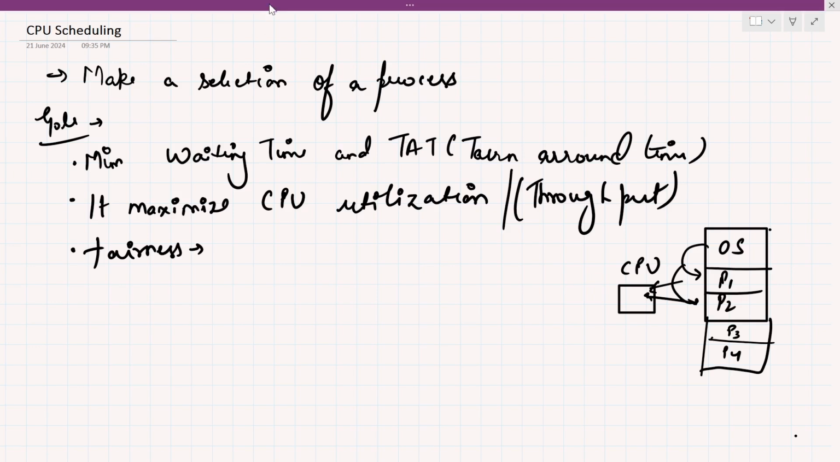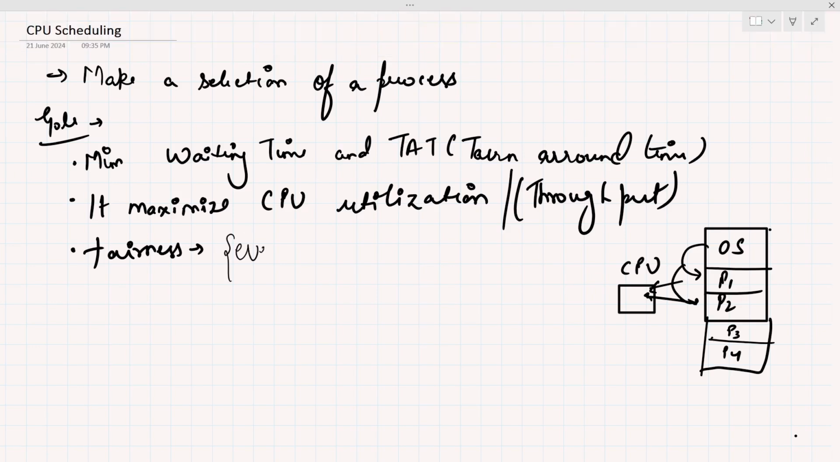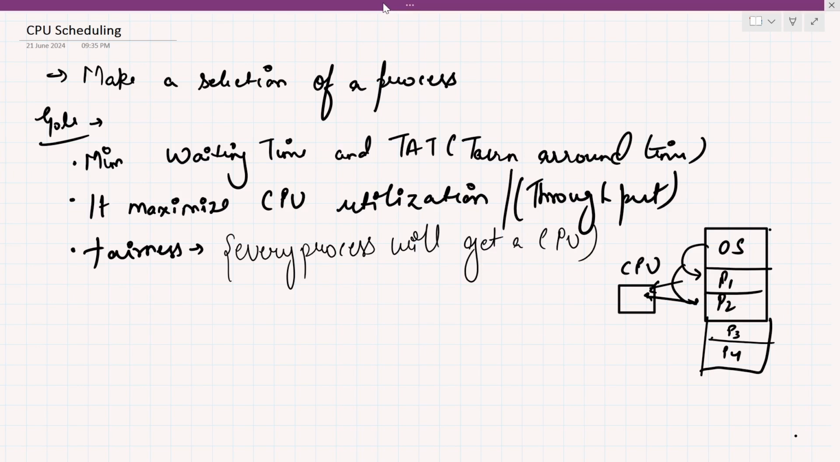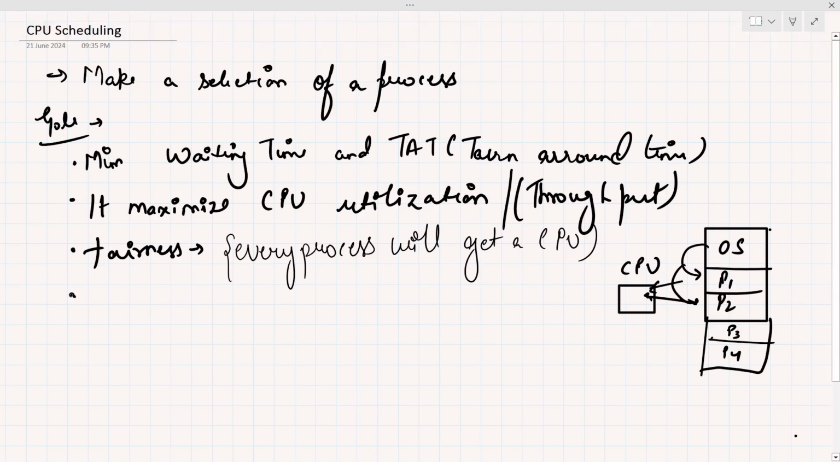So you can write as well that every process will get a CPU. Okay, so you understand this goal as well. Now the other goal is interactivity. What does that mean?